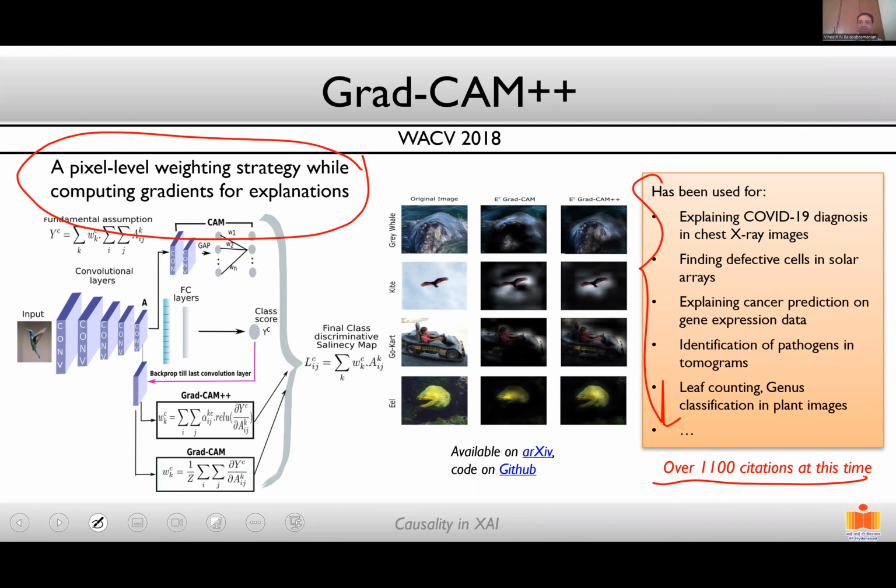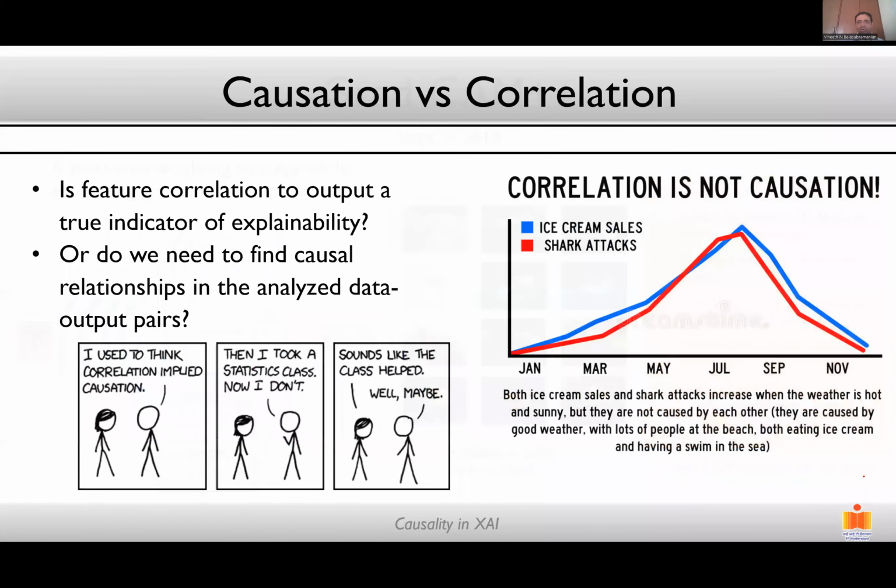But coming to the core topic of this talk, which is causality in explainable AI, there's a known fundamental difference between causation and correlation. And the kind of questions that we'd like to understand is: is feature correlation to output a true indicator of explainability? Or do we need to understand causal relationships in data-output pairs?